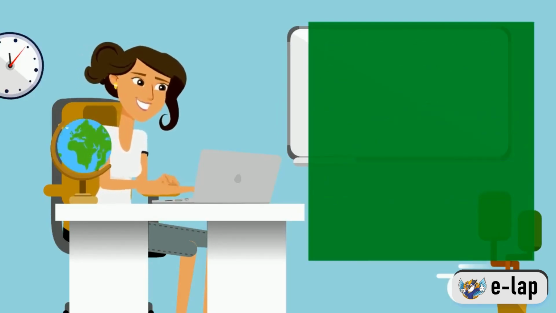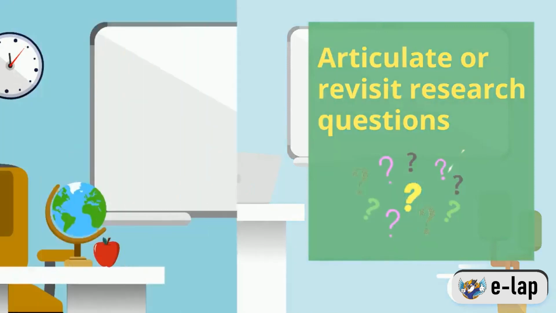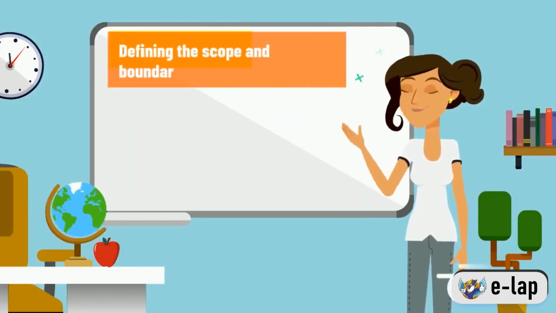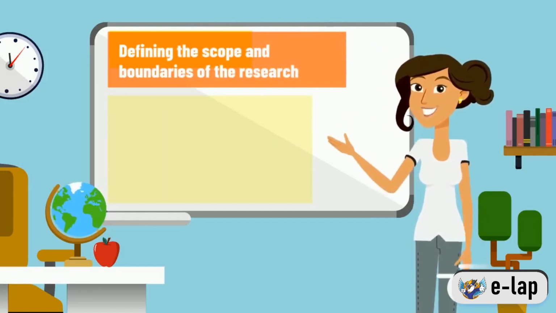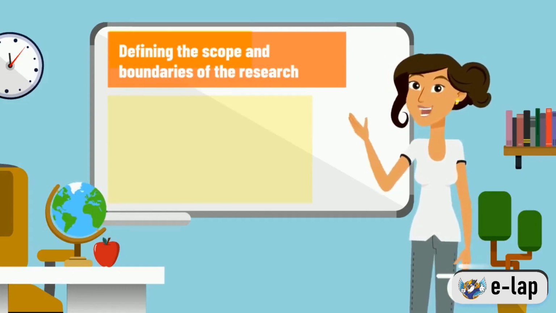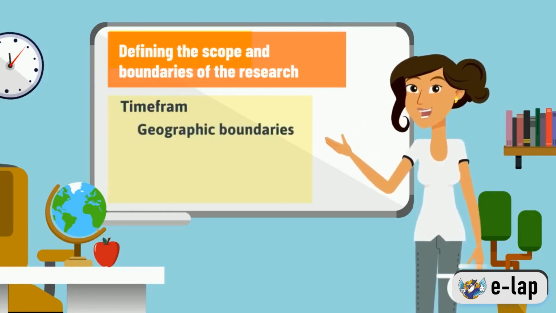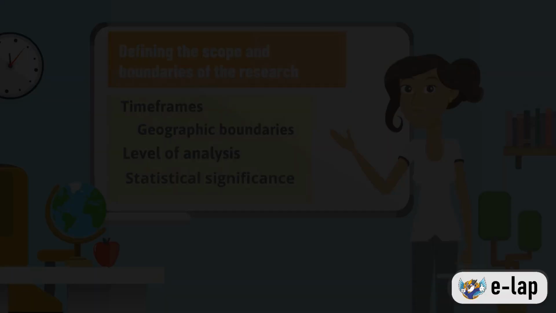Fifth, articulate or revisit research questions. It helps to distinguish main and subordinate questions. Sixth, defining the scope and boundaries of the research, specifying what you will not do in a given research project, is another important way to keep your research on track, given that applied researchers usually work within limited time and resource constraints. Here are a few dimensions where boundaries are commonly set: time, perfect boundaries, level of analysis, statistical significance.